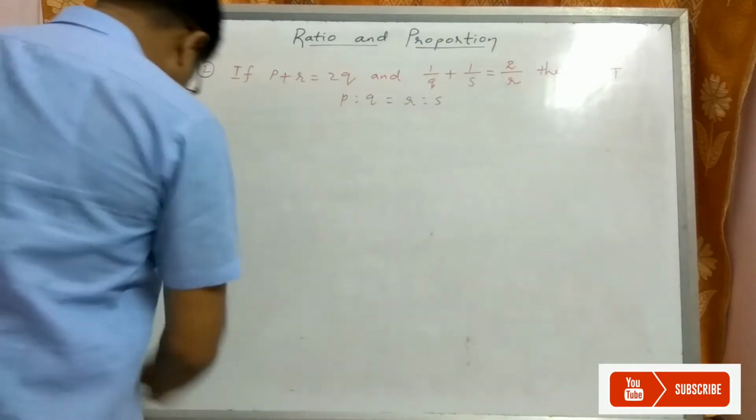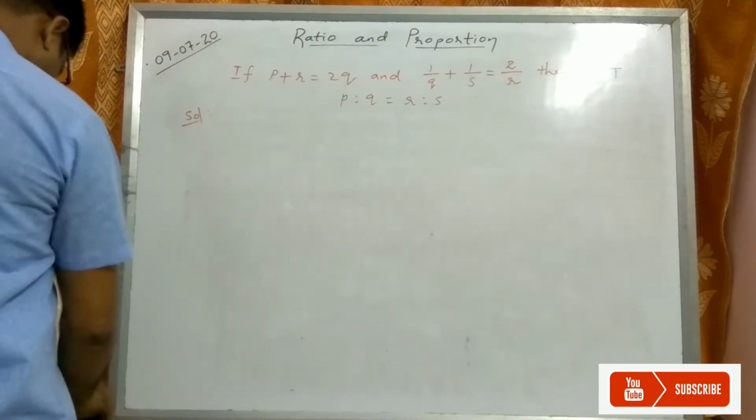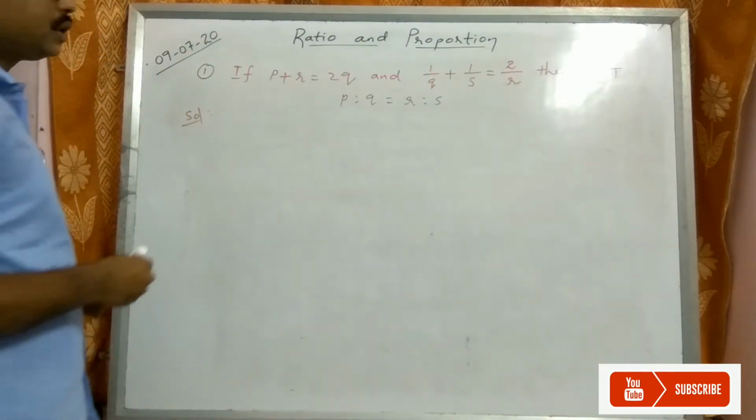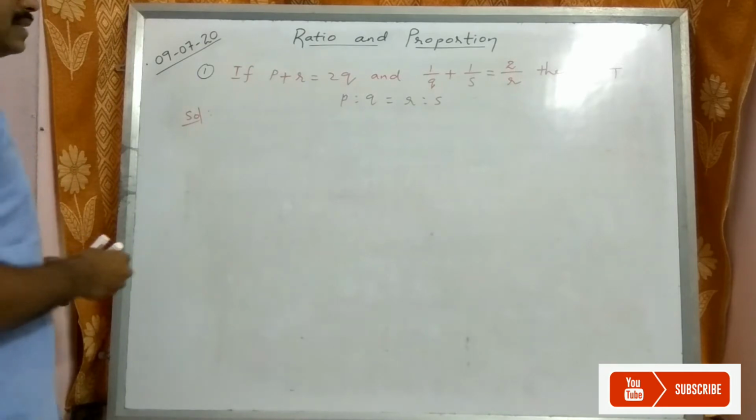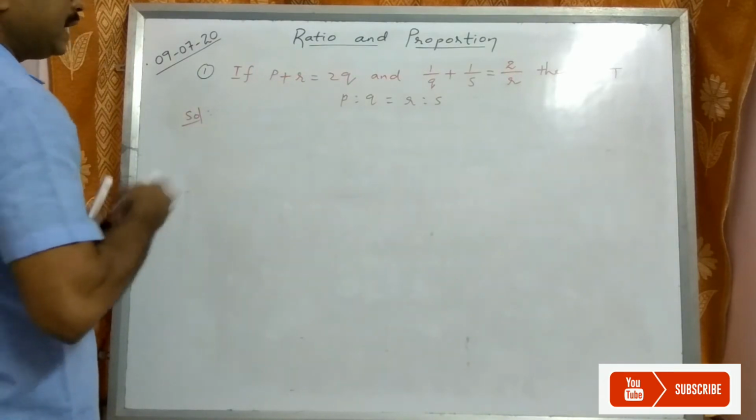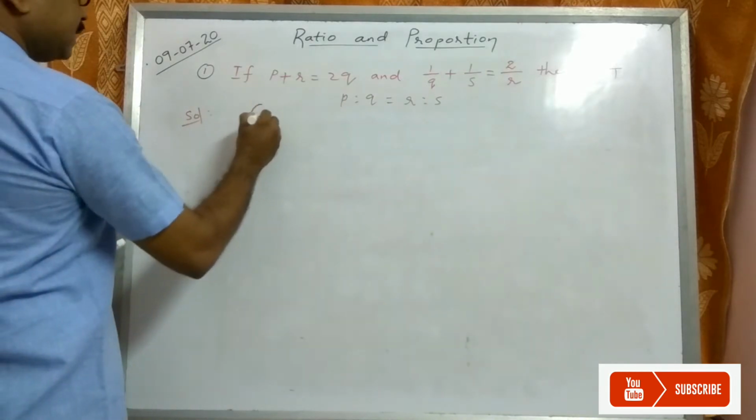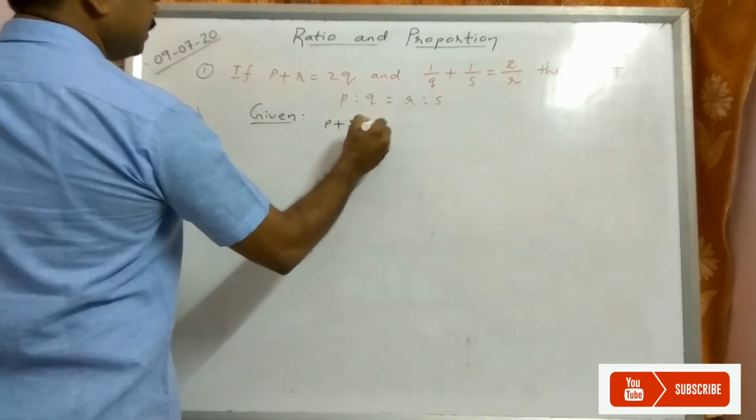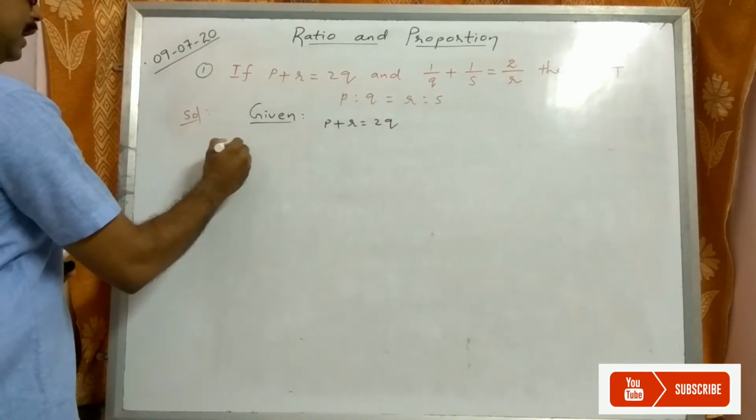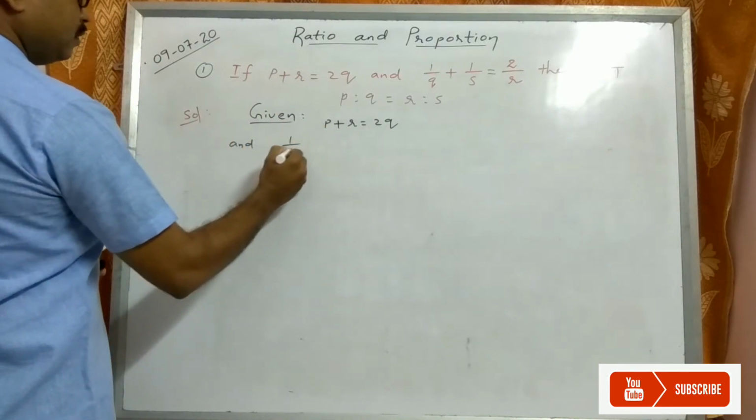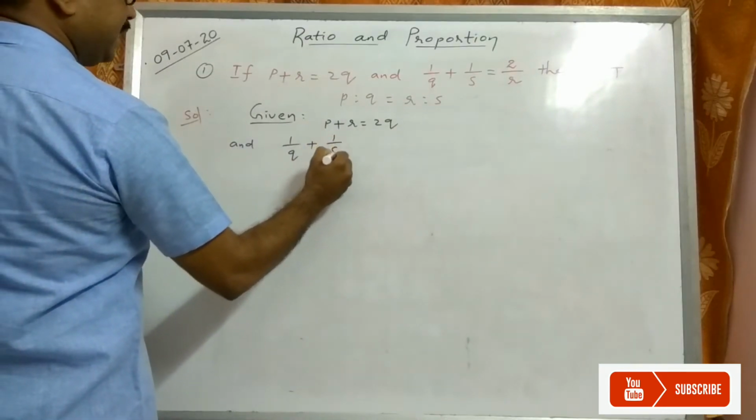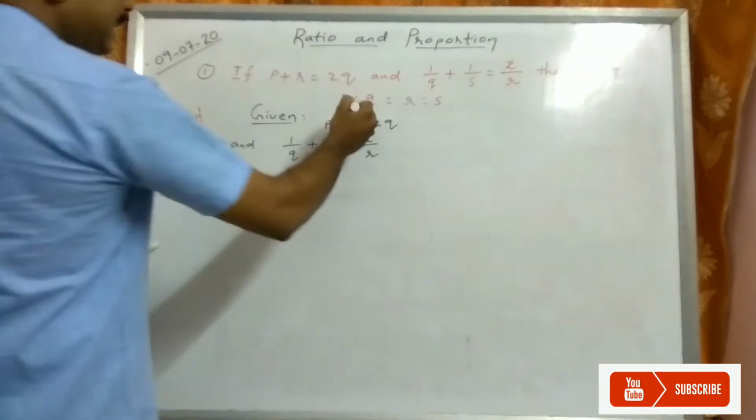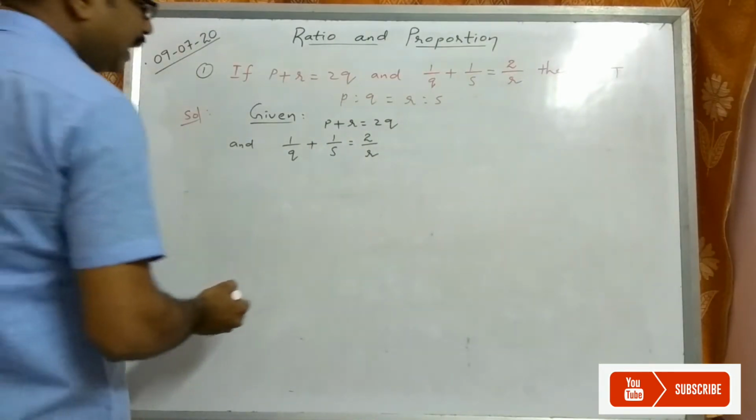Look at this problem. If p plus r equal to 2q and 1 by q plus 1 by s equal to 2 by r, then prove that p is to q equal to r is to s. What is given? P plus r is equal to 2q, and 1 by q plus 1 by s equal to 2 by r. Then prove that P is to Q is equal to R is to S.